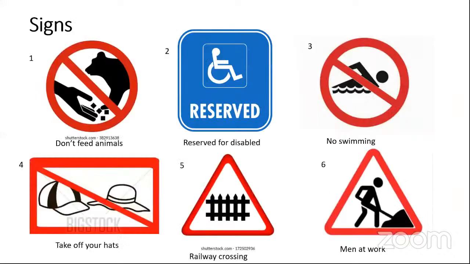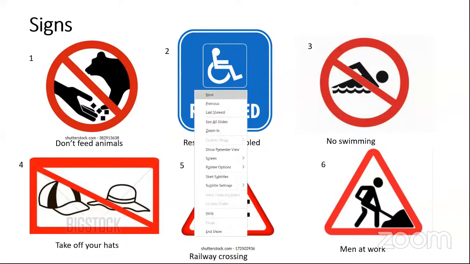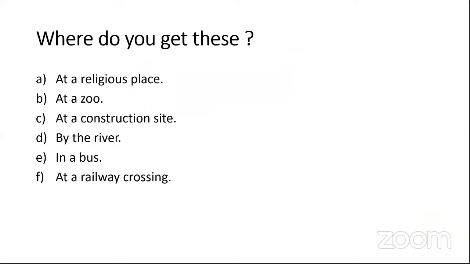Okay, I have given you again. You can see the signs, those who are joining now. Please look at the signs and try to remember or write them down, Pute. Again, you can match the places with the signs. The first one is religious place. Second one, at a zoo. At a construction site. By the river. In a bus. At a railway crossing.